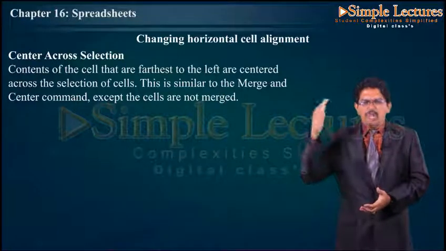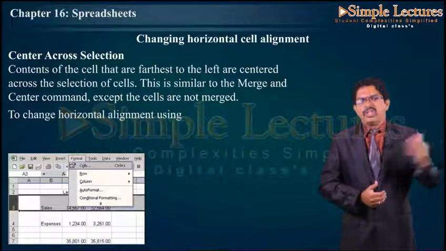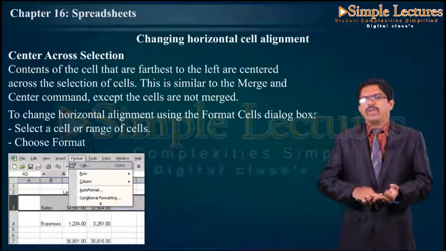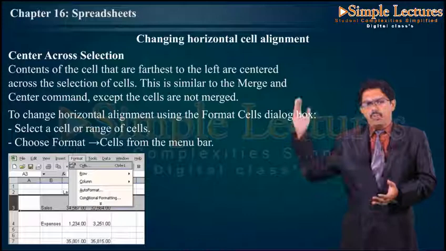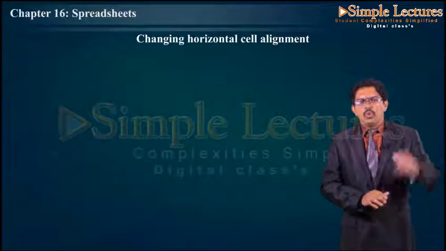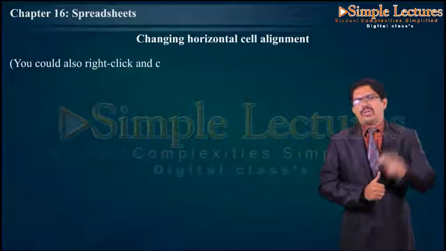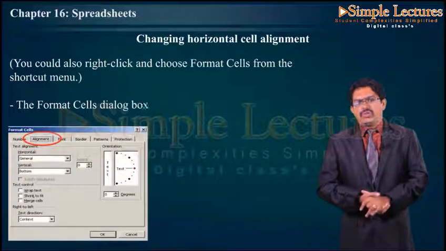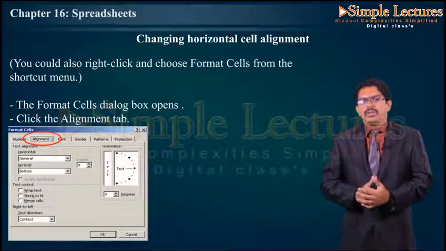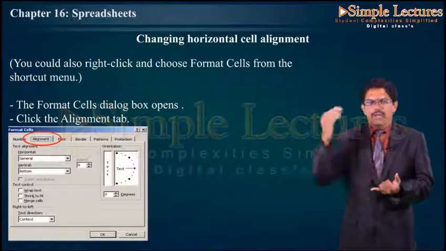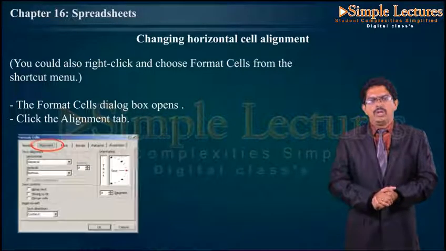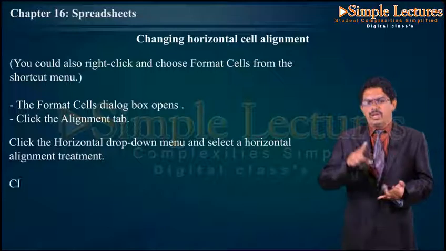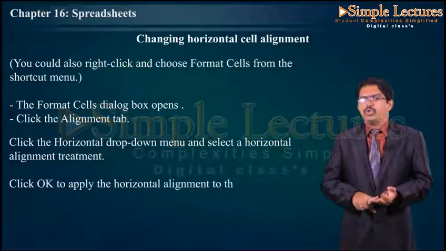To change a horizontal alignment using the format cells, select a cell or range of cells. Choose format, cells from the menu bar. So, the window appears like this. You could also right click and choose format cells from the shortcut menu. The format cells dialog box appears. Then click the alignment tab. So, you can choose horizontal, vertical, etc. Click the horizontal drop-down menu and select a horizontal alignment. Click OK and then the horizontal alignment is applied to the cell.